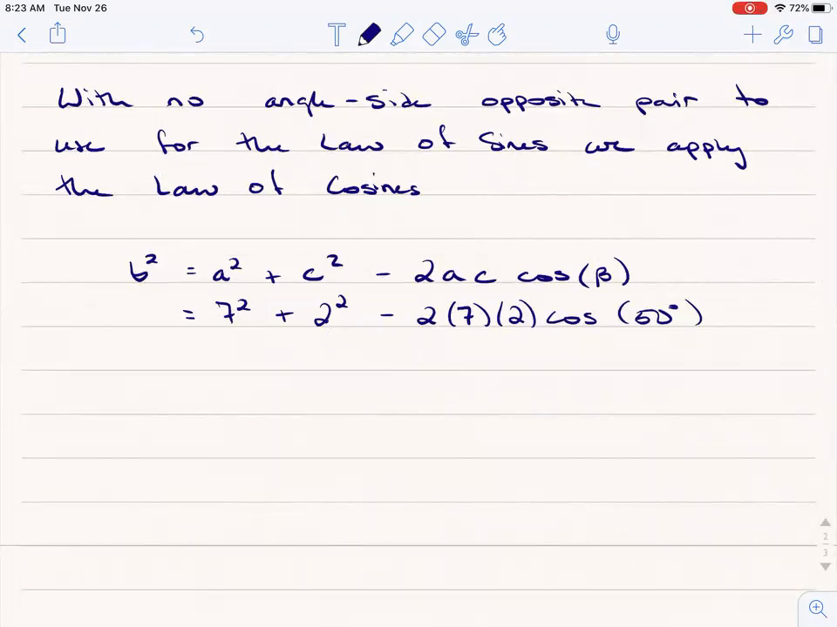I'm going to start by figuring out the 2AC cos beta situation, and then I can subtract it from 7 squared and 2 squared. Cos of, make sure you're in degree mode. Most calculators will tell you what mode you're in. Up at the top, it'll have DRG, right? And it'll just highlight whichever mode you're in. It's really tiny, but I'm in degree mode, so I'm good to go. So I've got the cos of 50 times 2 times 7 times 2.